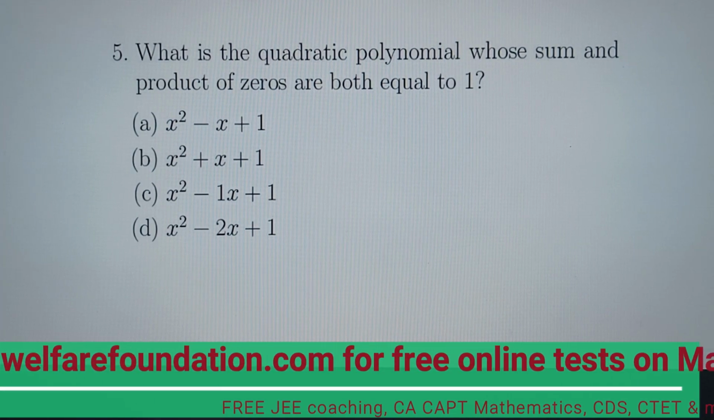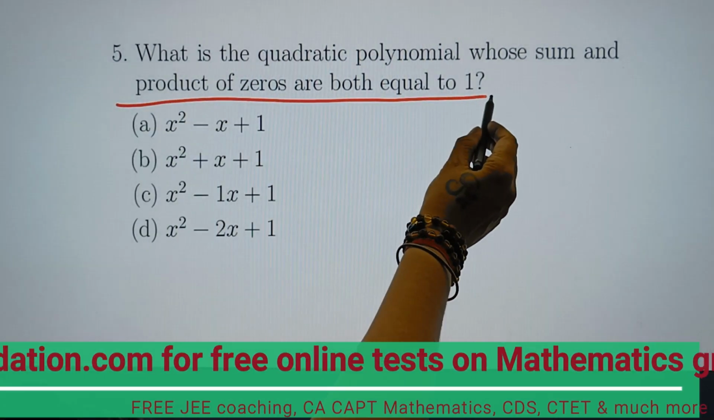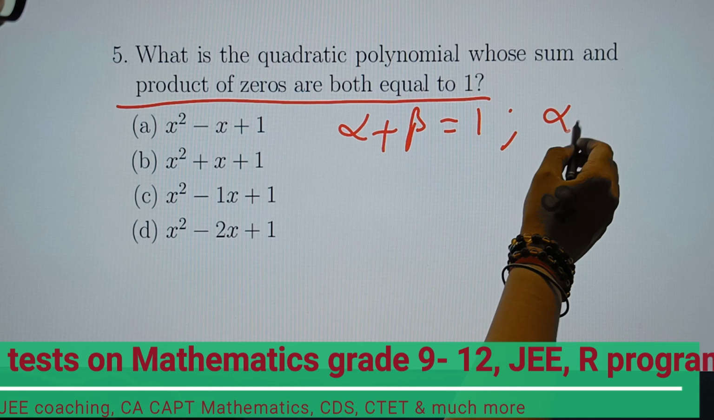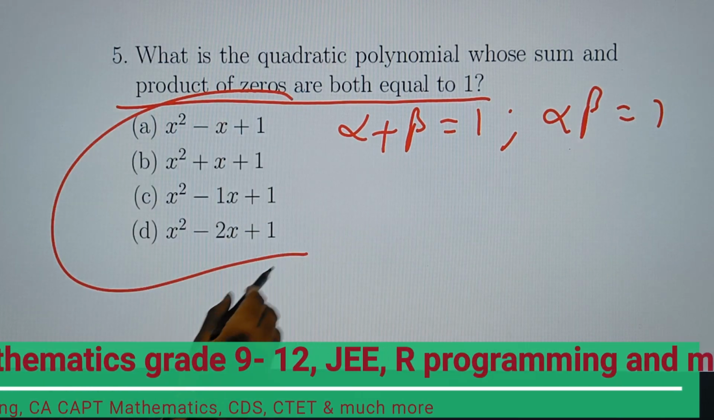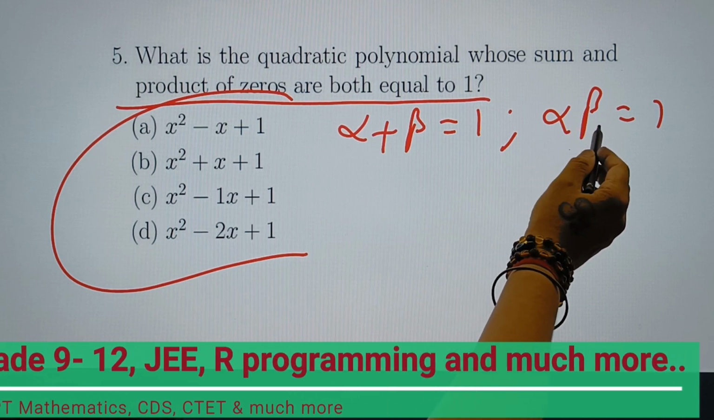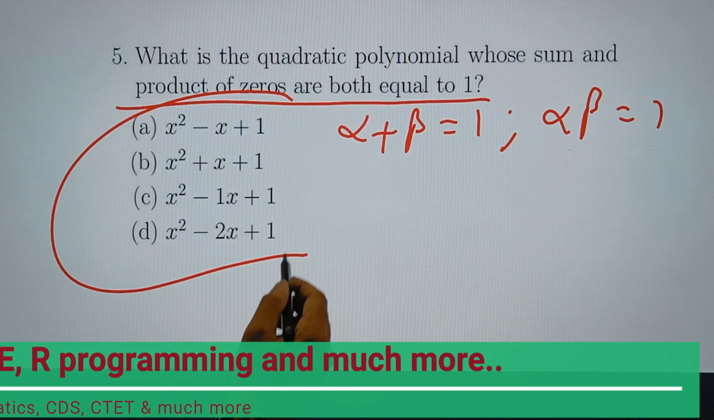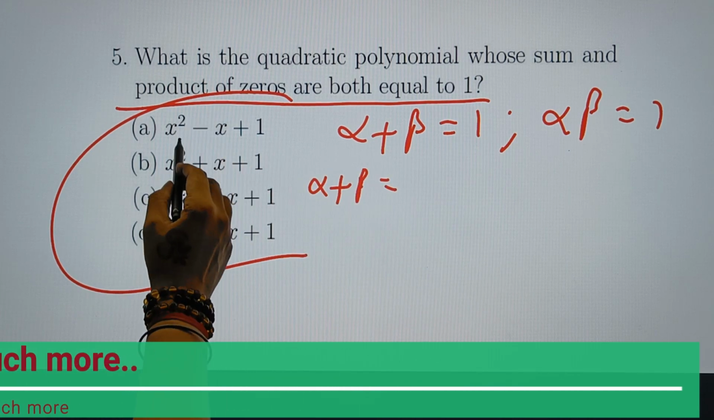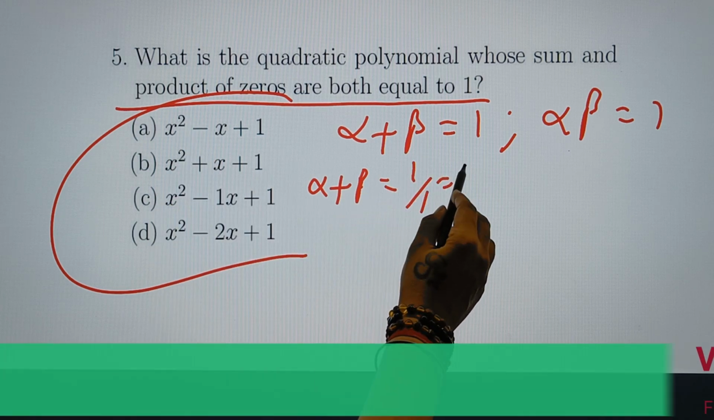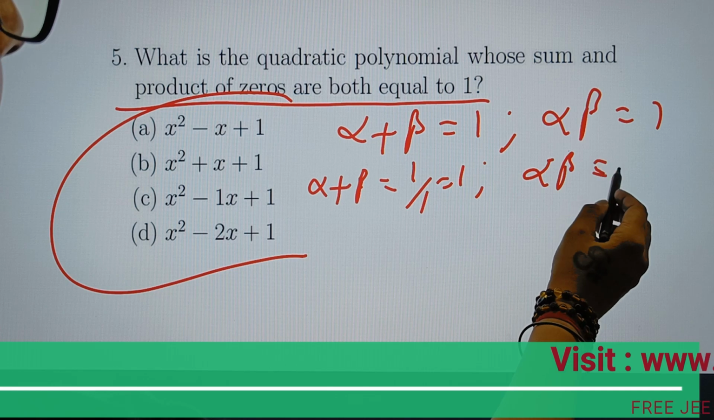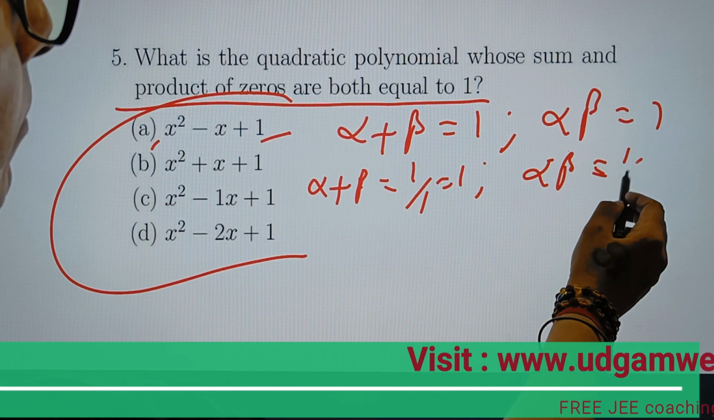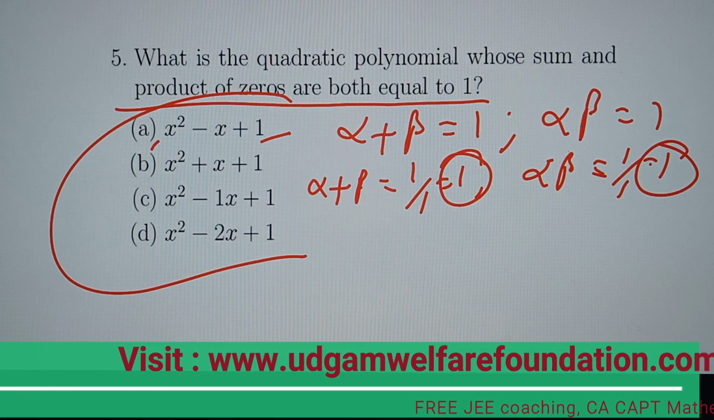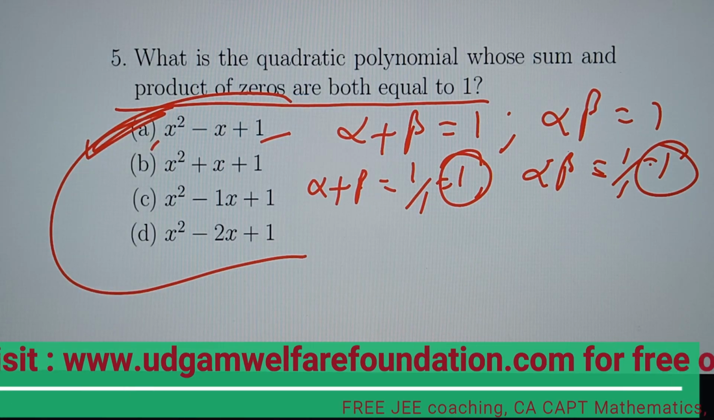So what is the quadratic polynomial whose sum and product of the zeros are both equal to 1? So it states that alpha plus beta is 1 and alpha into beta is 1. So which among these polynomials will have the sum 1 and product of the roots also 1? Simply we have to calculate alpha plus beta. In the first case, that is minus b by a. So minus b is plus 1 and 1 upon 1, that is 1 only. And here alpha into beta is c by a. So c is 1 and a is also 1. So 1 by 1 is equal to 1. So here we have both 1, that means sum of the roots as well as product of the roots is 1. Hence we can say that option number A is our correct answer.